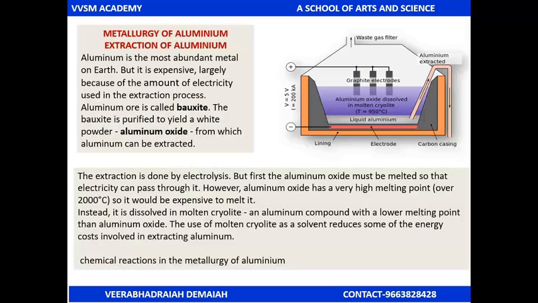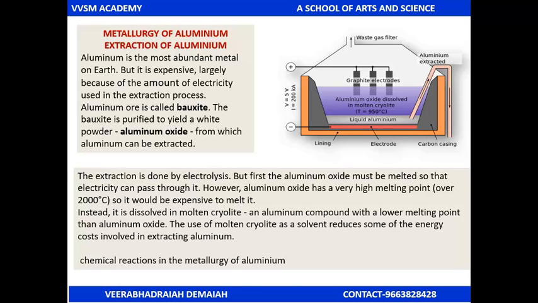Well friends, extraction of aluminium is a science of extraction and purification of aluminium using bauxite as the main raw material. Aluminium is the most abundant metal on earth, but it's expensive, largely because of the amount of electricity used in the extraction process. Aluminium ore is called bauxite, a cheap ore of aluminium.